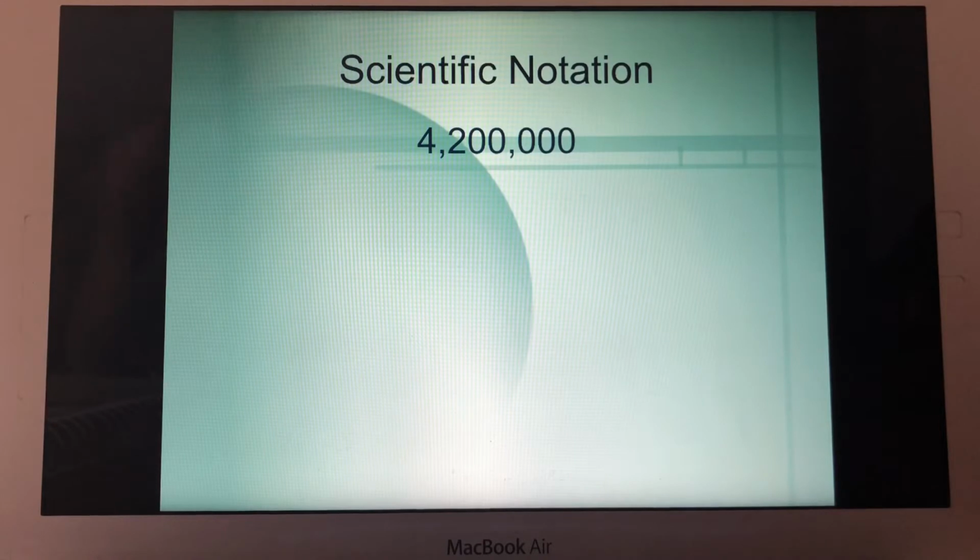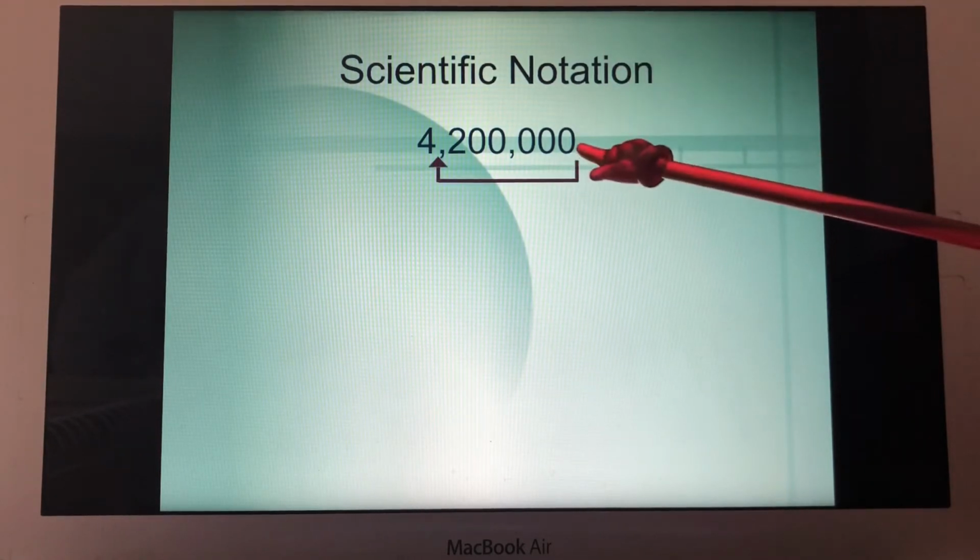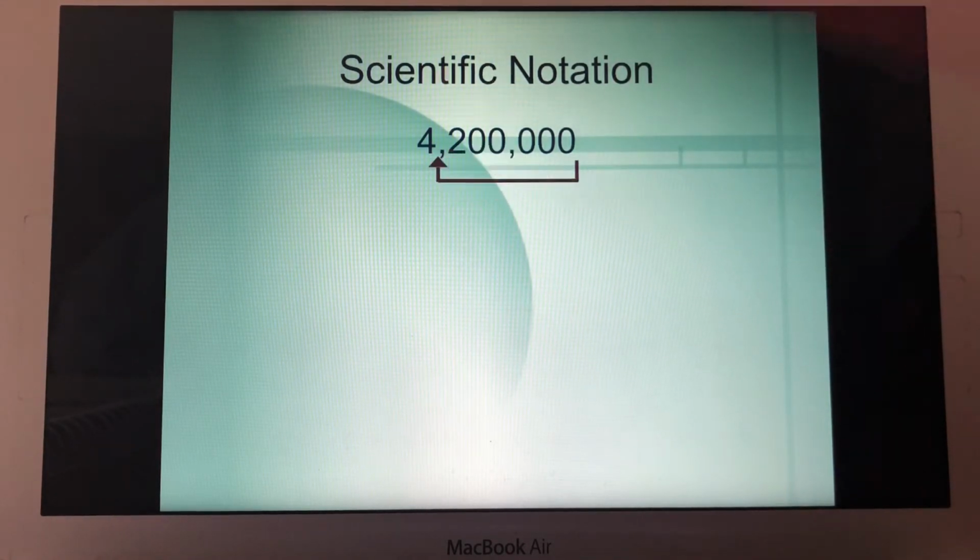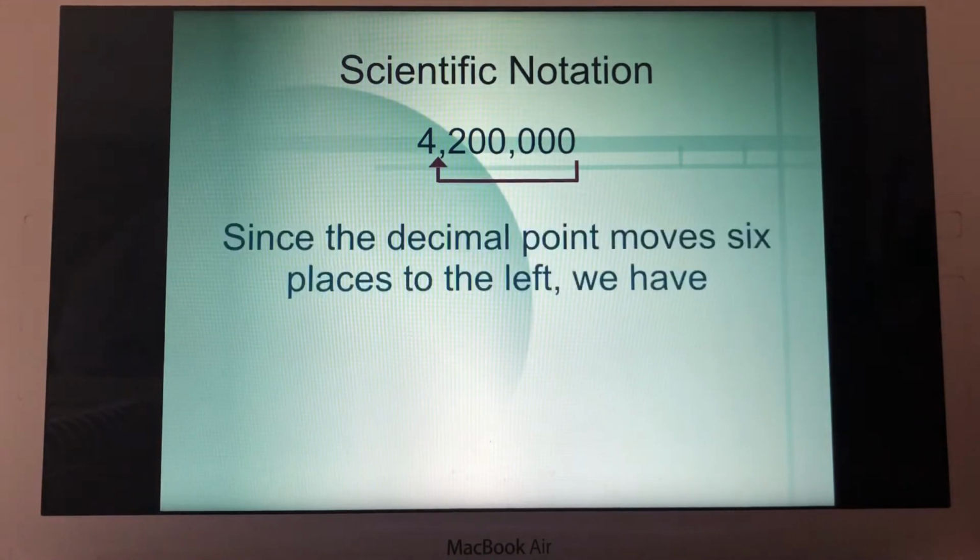So if we have 4,200,000, we can move the decimal all the way over right after the 4. Since the decimal point moves 6 places to the left, then you would have 4.2 times 10 to the 6th power.